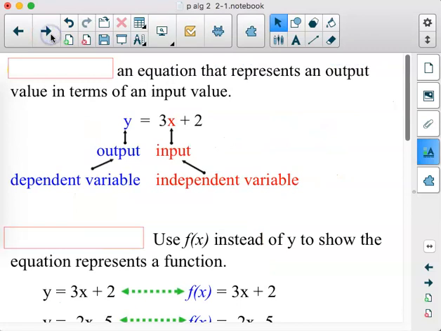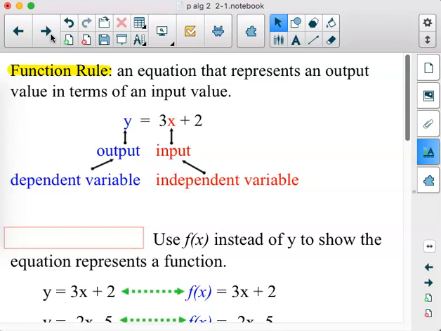Now, how do we write these? Because these are special. These are functions. For every input, there's exactly 1 output. And to show people that this is special, we use what's called a function rule. It's an equation that represents an output value in terms of an input value. And you should be saying, well, that's exactly what we did when we studied linear algebra. Because it is.